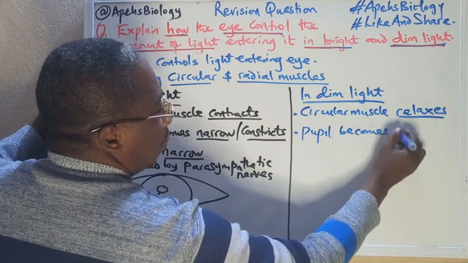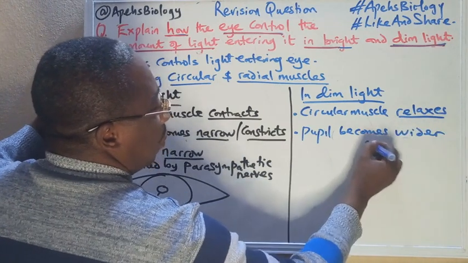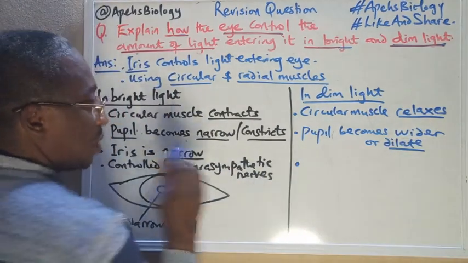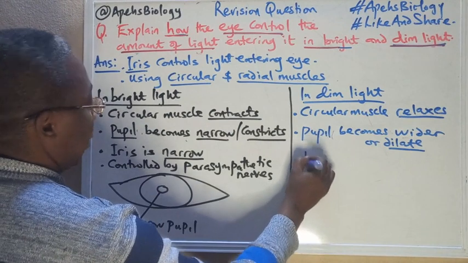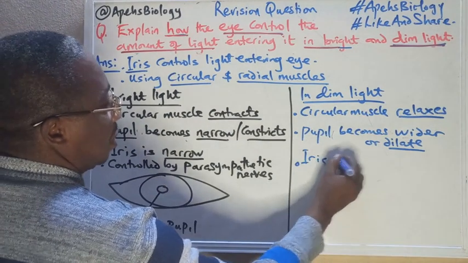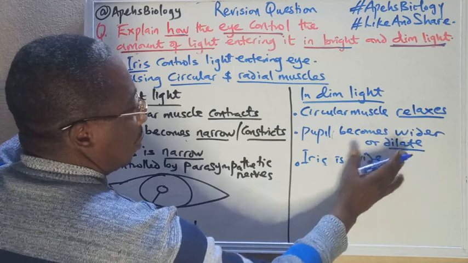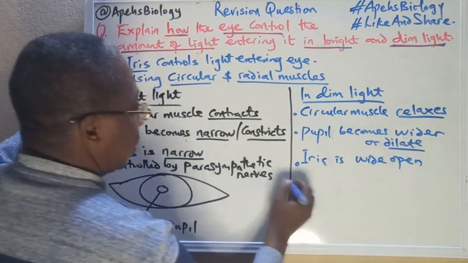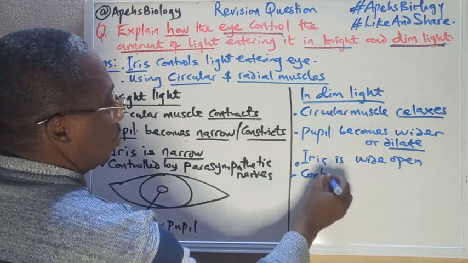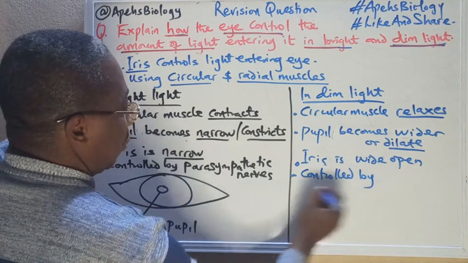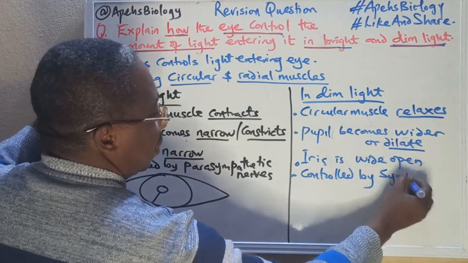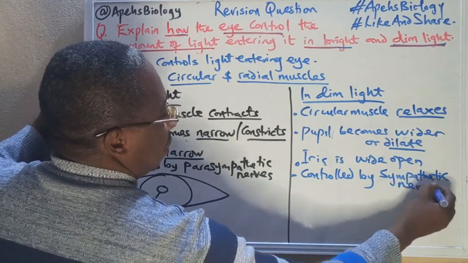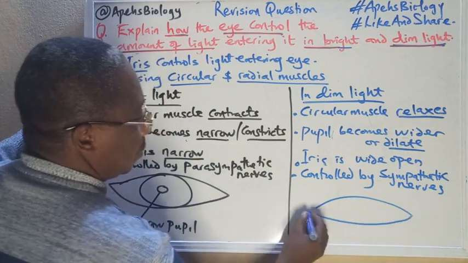Pupil becomes wider or dilates, right? And when that happens, you see more light will go in. Then you now have iris is wide open. Iris is wide open, right? And then we can say controlled by which nerve? By sympathetic nerve. Sympathetic nerves. And the diagram looks like this.